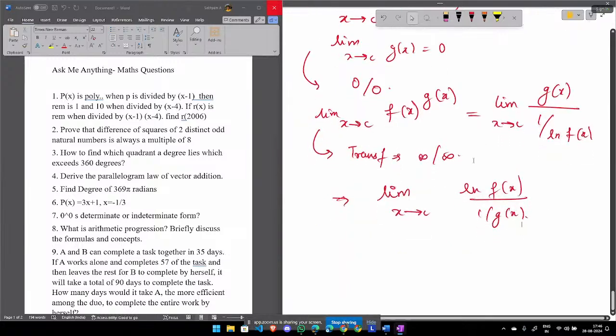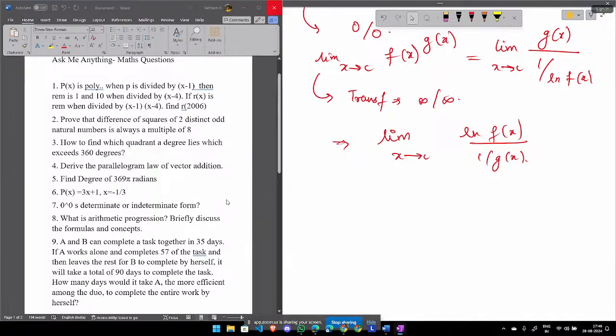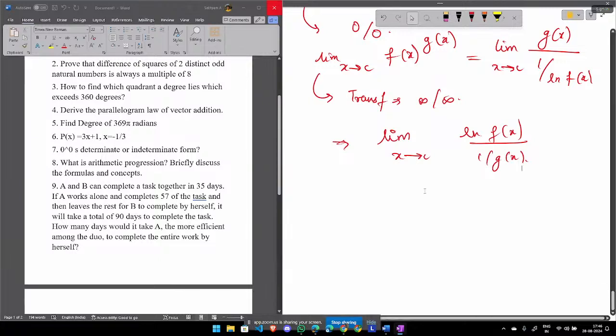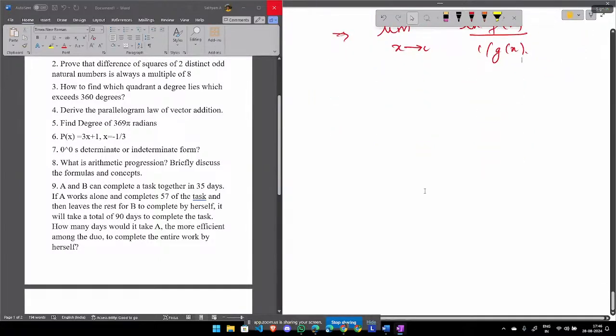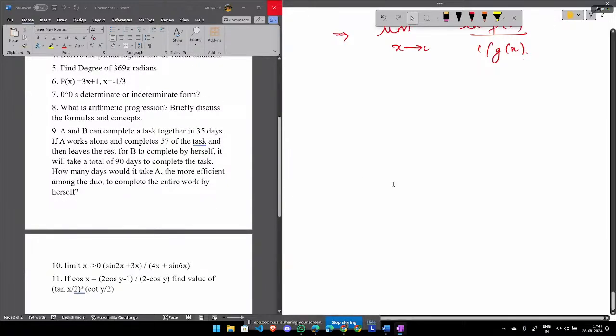But these topics have already been covered before. If you want to know more about them, you can go and select the playlist and the video corresponding to the topics. These classes are purely based on questions, a random set of questions which covers different topics and helps you understand how to tackle different questions. So question number 8 is what is arithmetic progression, and we have to discuss the formulas and concepts. I will keep this question for the next class or a later stage, because I think it's better if we move on with the questions, given the amount of time that we have.